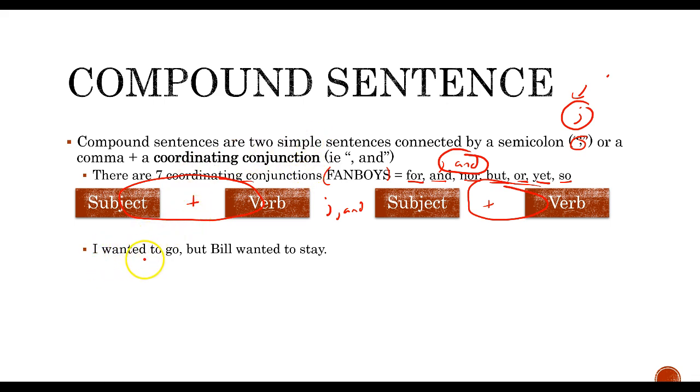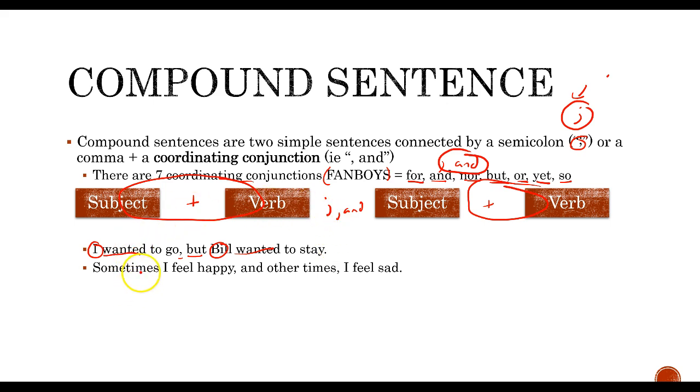I wanted to go, but Bill wanted to stay. Here's a compound sentence. Subject of the first part is I wanted to go. We have a comma and a conjunction, comma, but Bill wanted to stay. So we have a subject and a verb, comma, conjunction, subject and a verb. So here's a good example of a pretty simple, straightforward compound sentence.